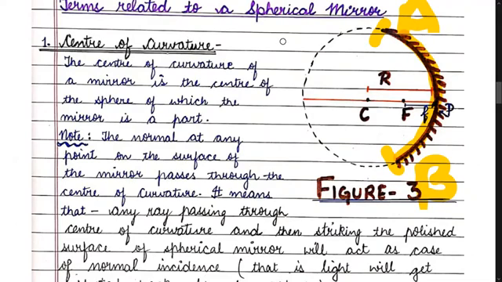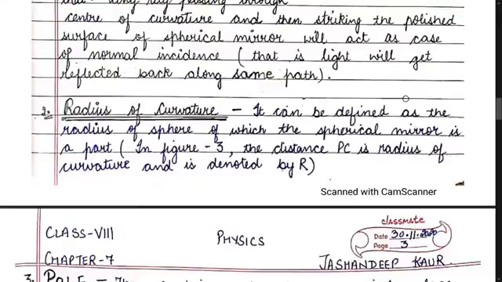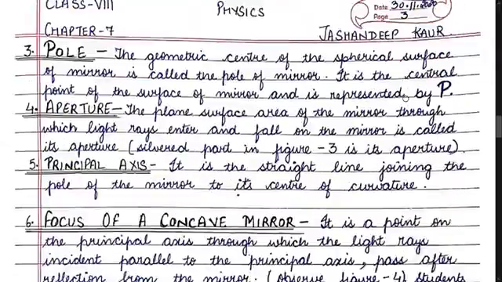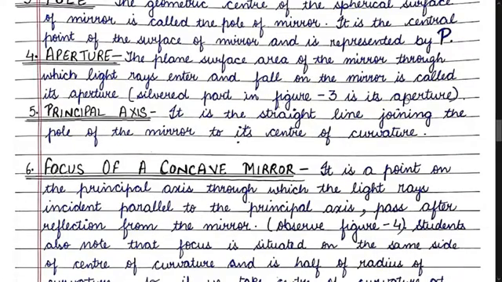Students, in figure number 3, I have shown you a concave mirror. Similarly, if you silver the inner surface and polish the outer surface, it becomes a convex mirror. So students, all the terms studied till now are represented in both the cases of mirror, that is convex and concave mirror. Now coming to the last important term for today, that is principal axis.